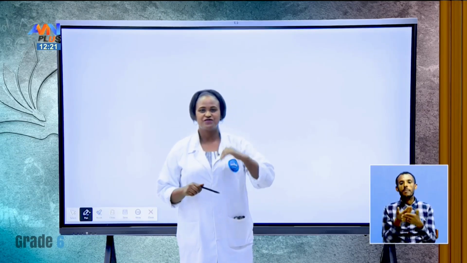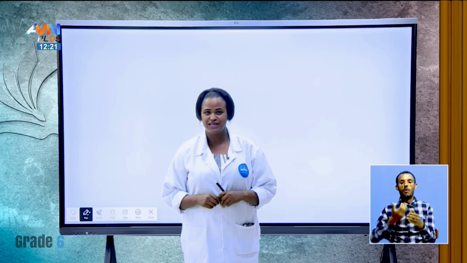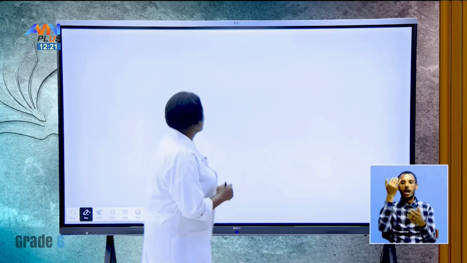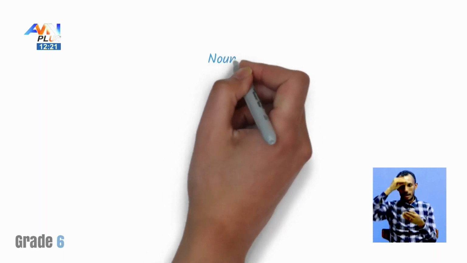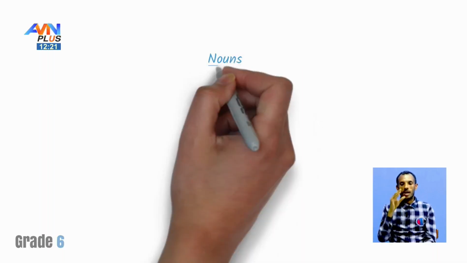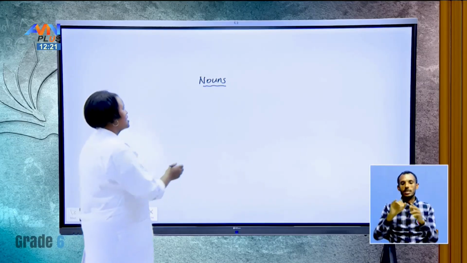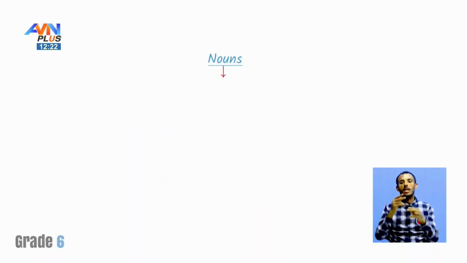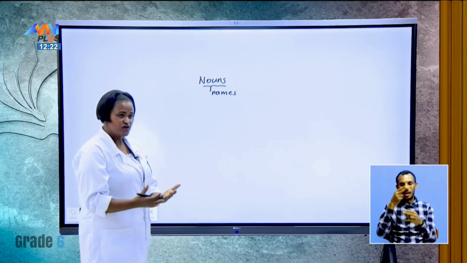Wonderful. Let us revise what we have seen last week. Do you remember our topic from last week? Yes, we were talking about nouns. And what do we say are nouns? From parts of speech, nouns are names. When we say nouns are names, it can be what?